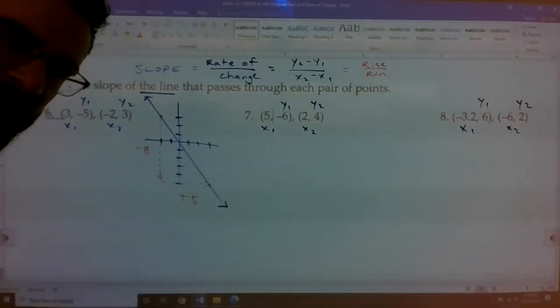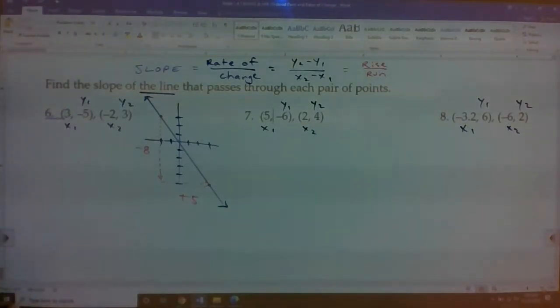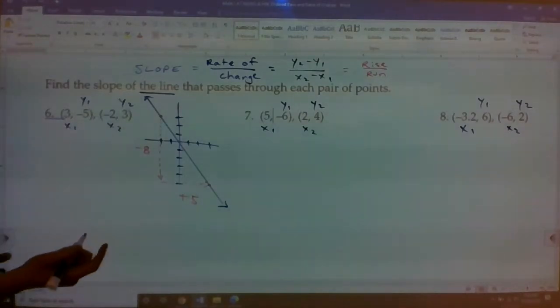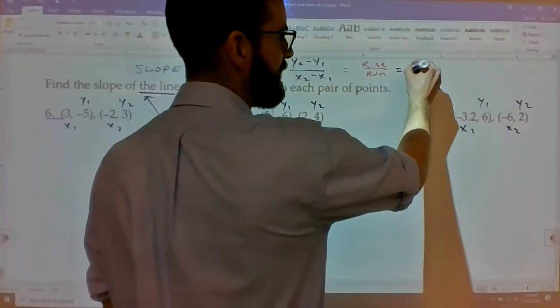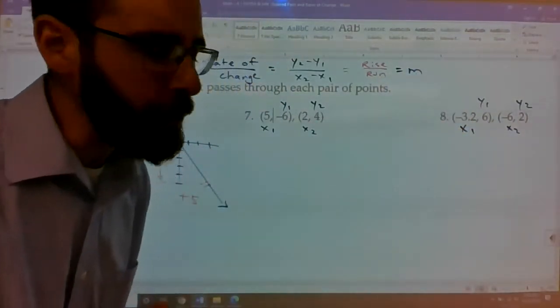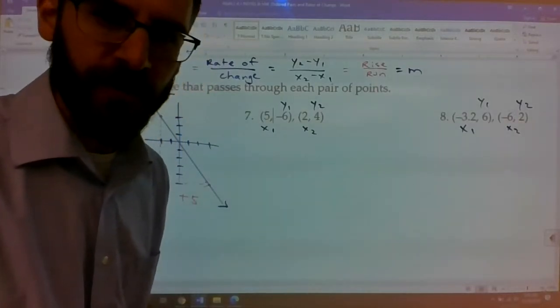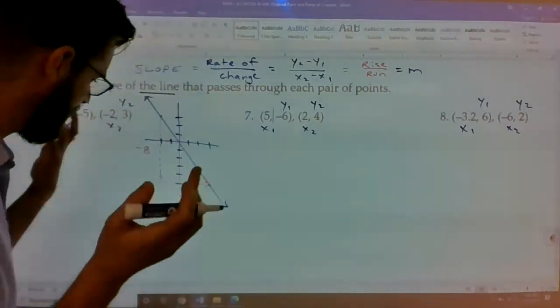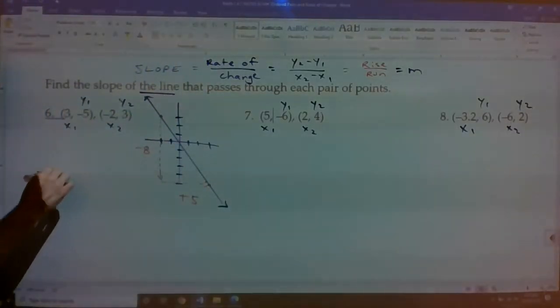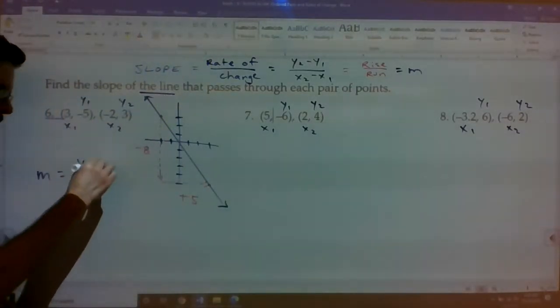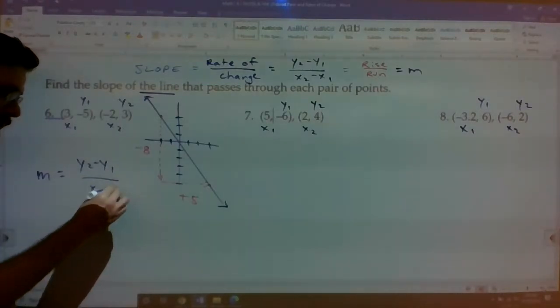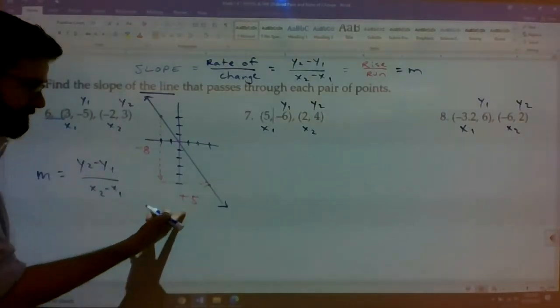So here's what it looks like in the formula. The slope, by the way, is given the letter m. Don't ask me why, I'm not exactly sure. Maybe some German word starts with m for slope. I can't be certain. But m is equal to y2 minus y1 over x2 minus x1. We should be getting this answer.